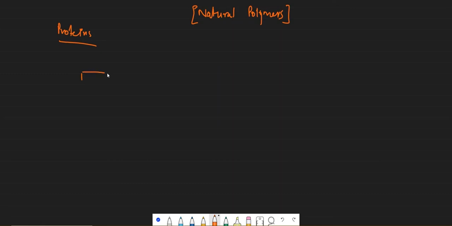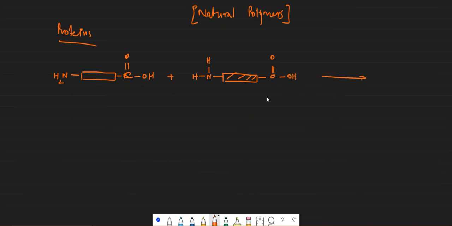What is an amino acid? Amino acid, as the name suggests, has an amine group and an acid group. So there will be a carboxylic acid group and an amine group, NH2. It reacts with another amino acid, with NH2 and carboxylic acid. These two amino acids are going to react together to form a protein chain. So OH from this and H from this will join together, and the structure we'll have is NH2 box C double O NH box C double O OH.